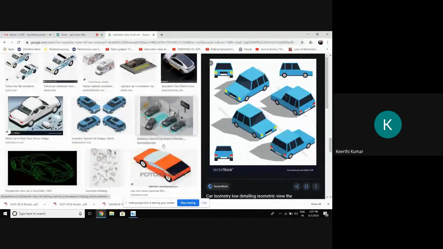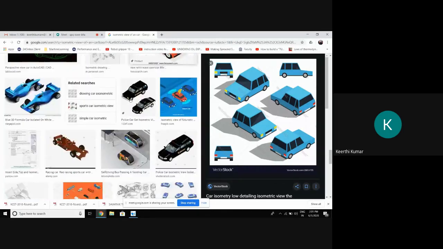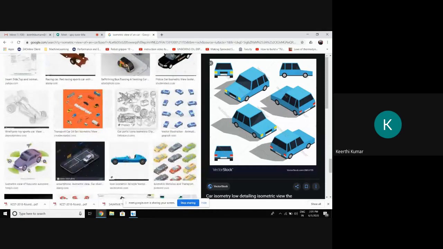See, orthographic, minimum 2 views are required. Isometric, in a single view, you can analyze what is the solid given or what is the object it is. That is the advantage of isometric. But the one important thing for isometric is you're supposed to keep the object at an angle of 30 degree. What is the 30 degree? Observe this point. If I draw a horizontal line to this point and measure this angle, it will be 30 degree.